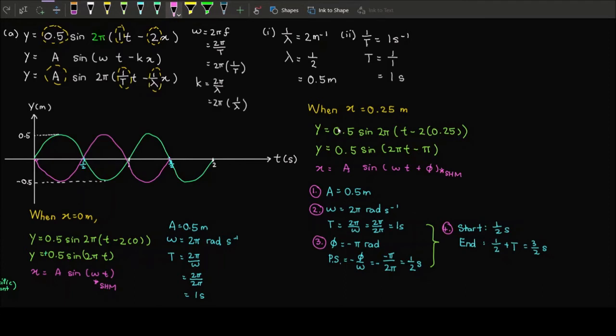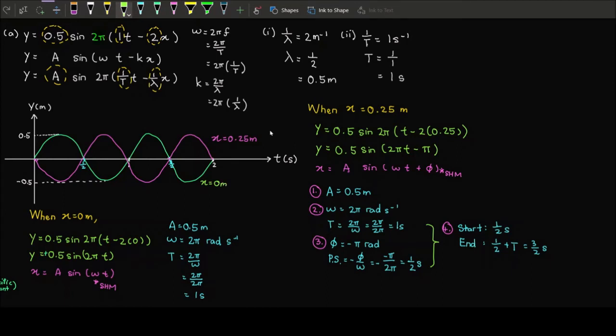Then I extend the graph so that it looks nicer. Well, that's it. This pink graph here is the graph when x is equal to 0.25, so it's better that we label it. This is when x equals 0.25 meter, whereas down there, that one will be when x equals 0 meter.